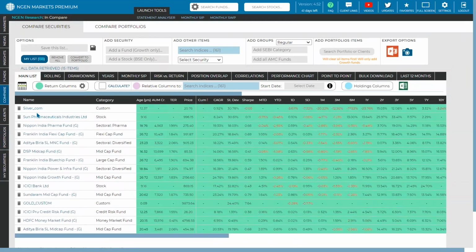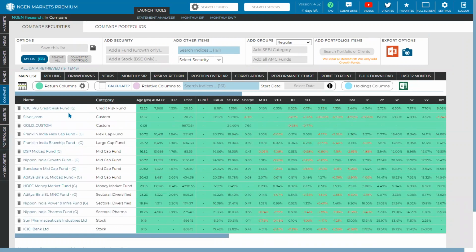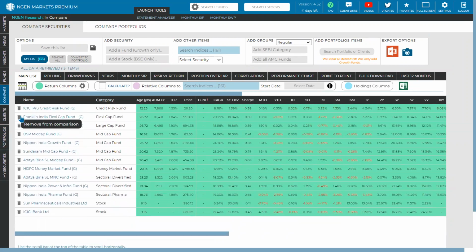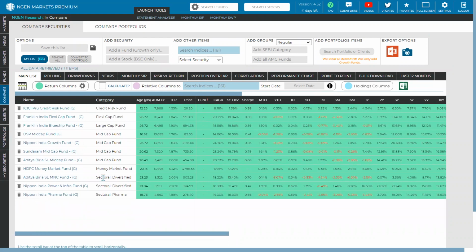And obviously, the overlap with some categories like custom securities and stocks won't be possible. The only possibility is the overlap between the funds. So now you can go ahead with the position overlap tab given here, which is the seventh tab in the system.